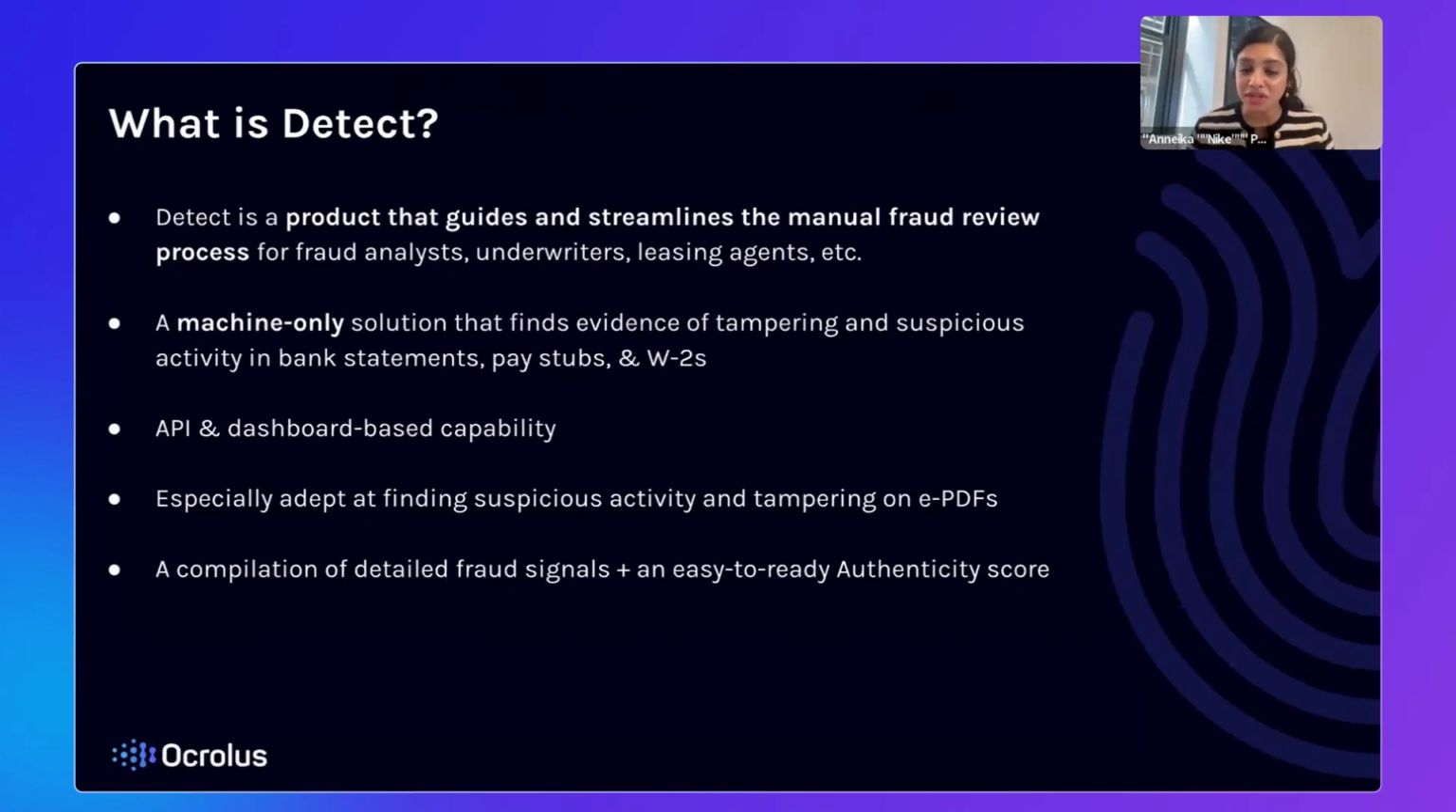It's a machine-only solution. We can find evidence of tampering, suspicious activity, all kinds of crazy things in documents, and we do that for bank statements, pay stubs, and W-2s. It's an API-based capability. We also have a nice dashboard that shows you exactly where we found the suspicious activity, and you can verify for yourself. And it's really, really good at finding all kinds of suspicious activity, which I'll tell you more about, and particularly in ePDFs also, but we do have supportive images as well for many types of signals. And not only do we give you a bunch of different fraud signals, we also distill it down into a nice, easy to understand, easy to digest score.